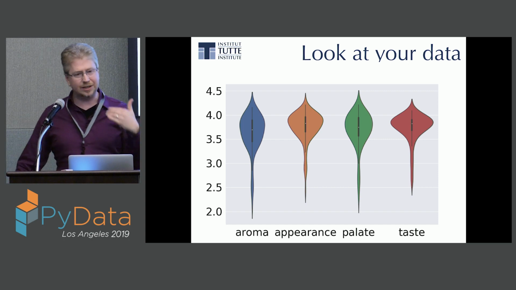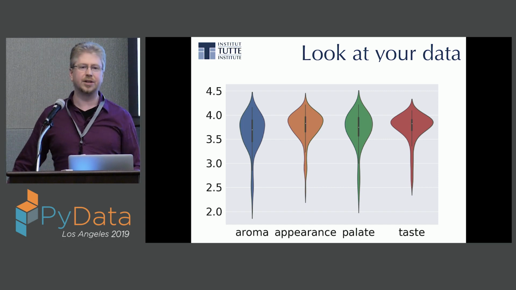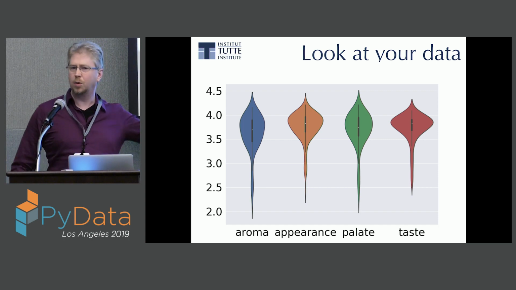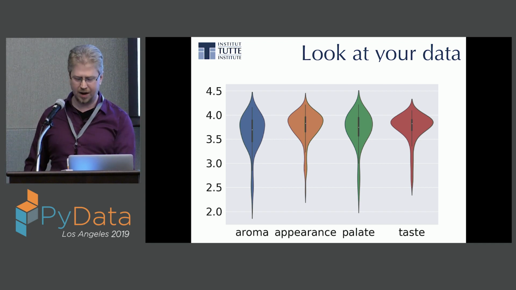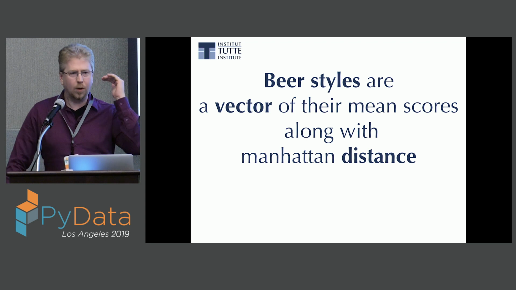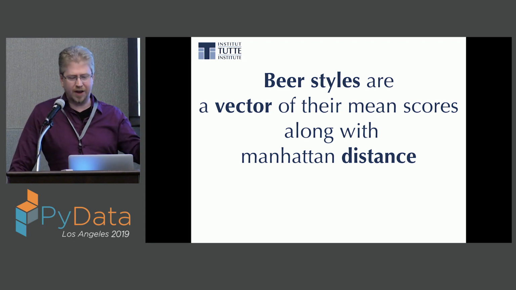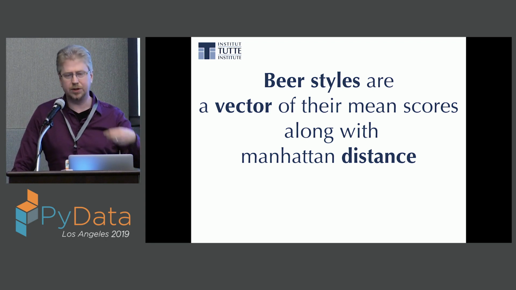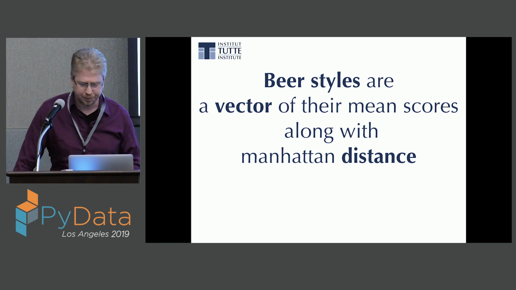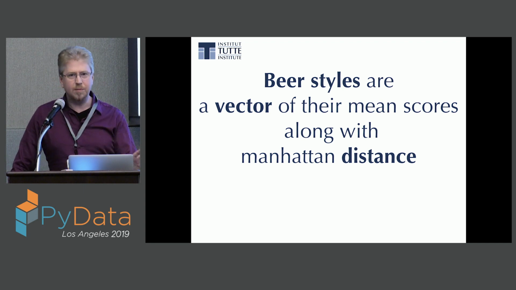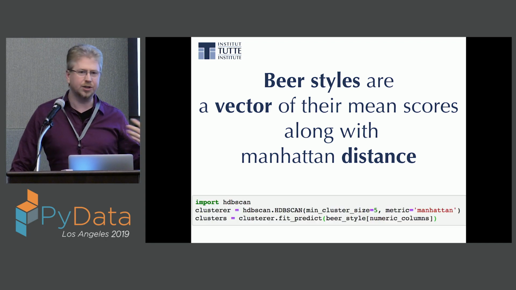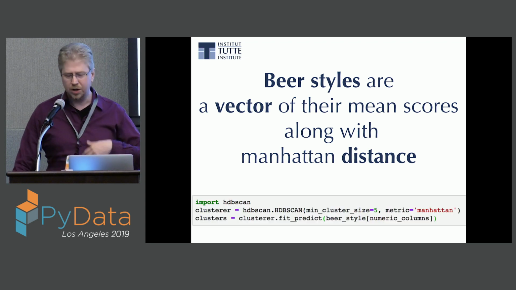I look at this, I decide L1 distance, or Manhattan distance, makes a lot of sense here, which is going to be the sum of the difference between these 4 coordinates. I now have a distance measure, and now I have an embedding. Beer styles are a vector of their mean scores along with Manhattan distance. This is an embedding. I can be done right now. If what I want to do is clustering or outlier detection, you can go ahead and do that.